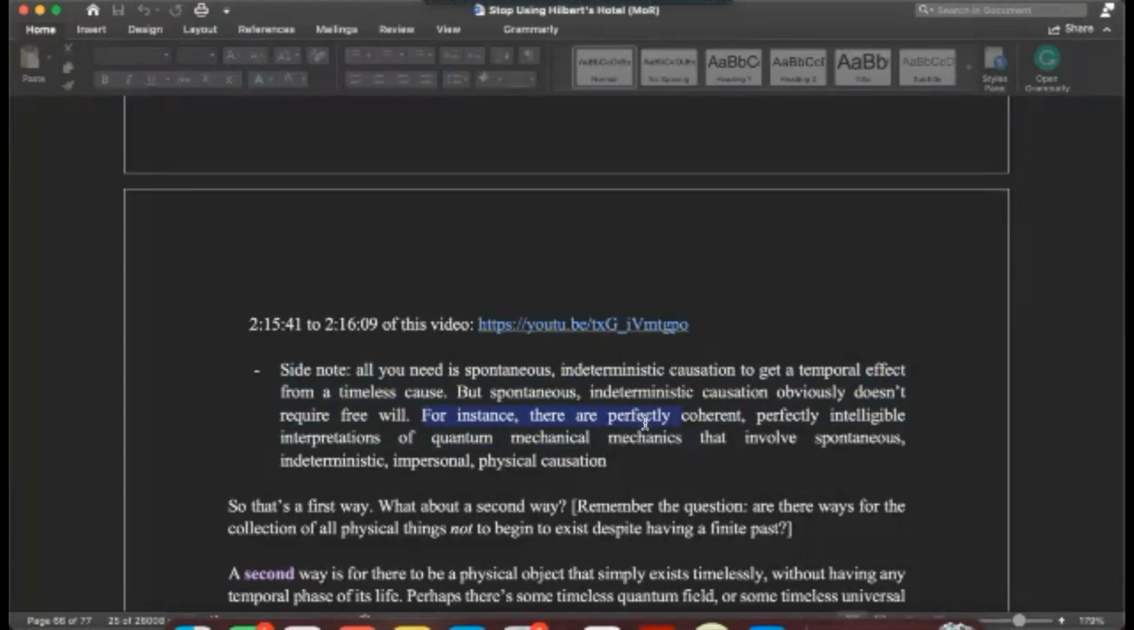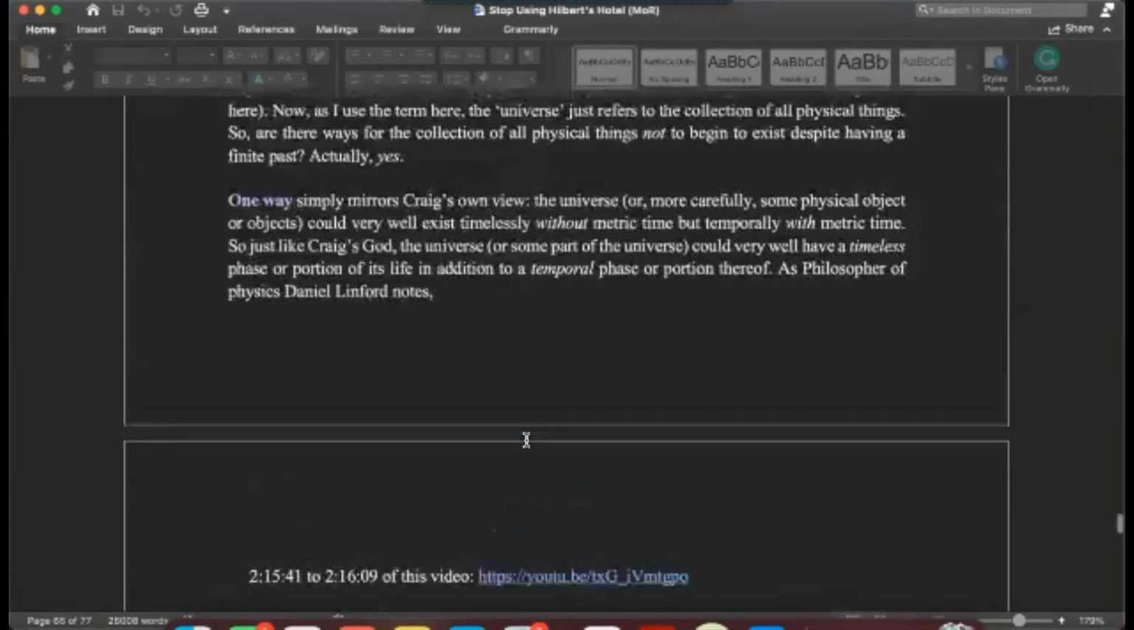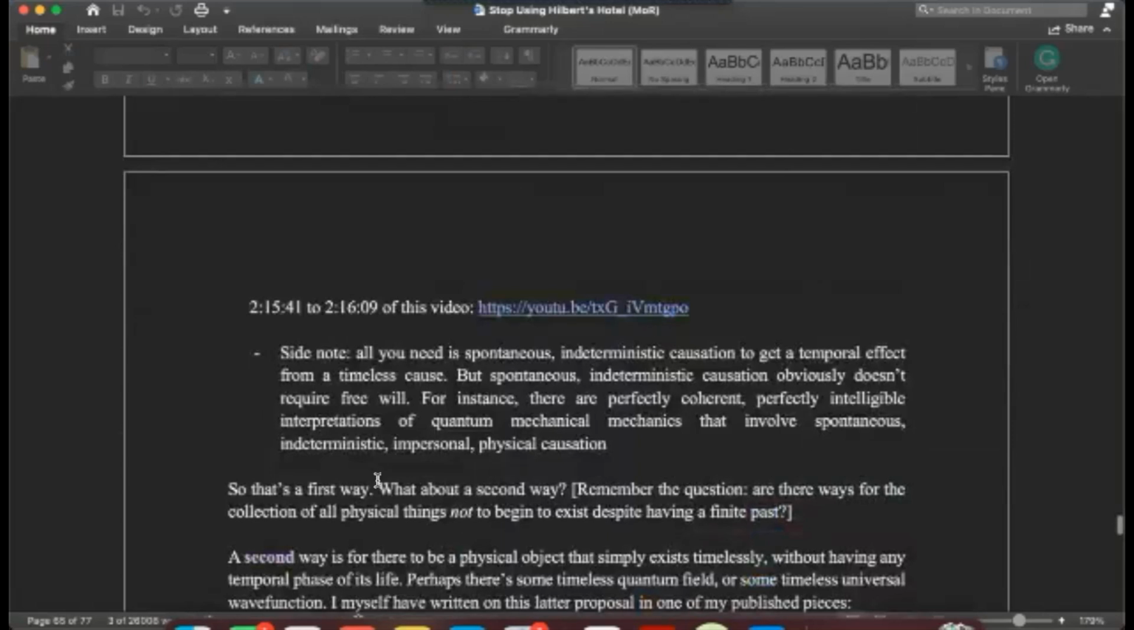Okay. So for instance, there are perfectly coherent, perfectly intelligible interpretations of quantum mechanics that involve spontaneous, indeterministic, impersonal physical causation. But anyway, that's just a side note. So that's one way you could have the collection of all physical things not beginning to exist despite having a finite past. What about a second way?